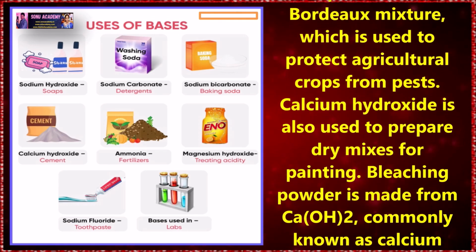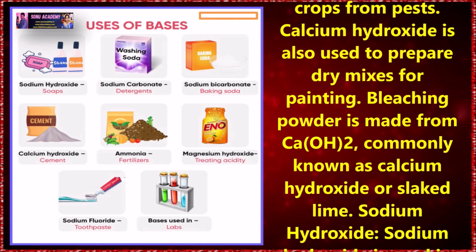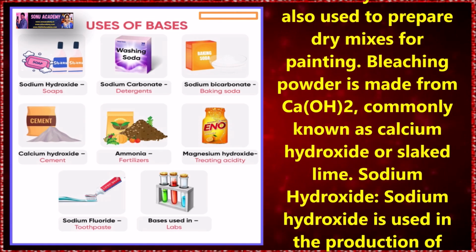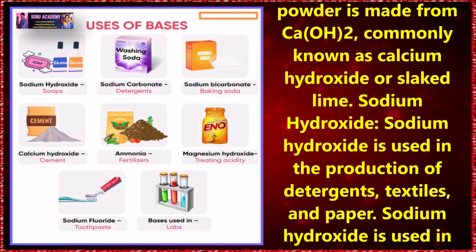It is also used to prepare dye mixes for painting. Bleaching powder is also made from Ca(OH)2, commonly known as calcium hydroxide or slaked lime.